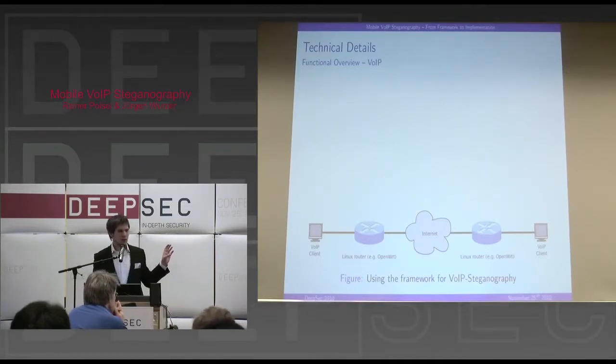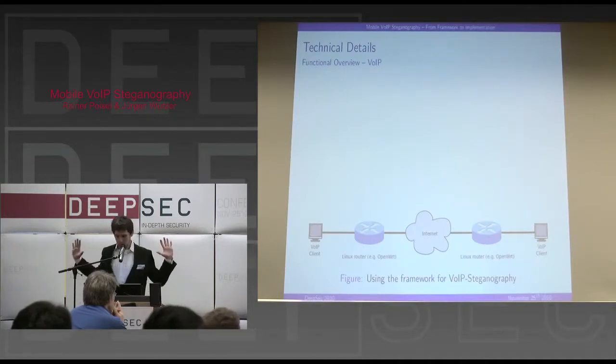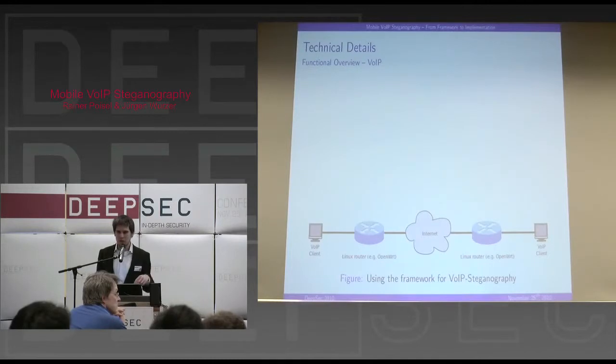Let's talk about a specific scenario. In this scenario, we have two voice over IP clients. There's one on the left and one on the right. And we have two routers which are used to connect these voice over IP clients with each other through, for example, the internet.